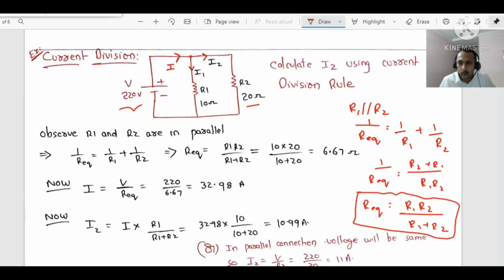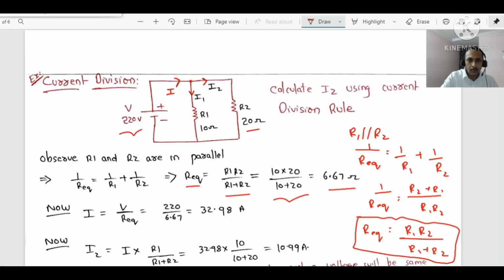So you can memorize this formula. You are familiar with this formula. R equivalent equal to R1 R2 by R1 plus R2. You don't need to do the proof again like this. Here it is very clear, R1 and R2 are in parallel. Directly you can write R equivalent equal to R1 into R2 divided by R1 plus R2. 10 into 20 by 10 plus 20. How much will you get? 6.67 ohms. Now what will be the total value of I?